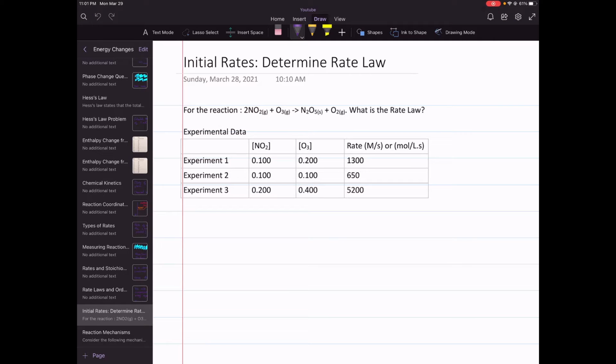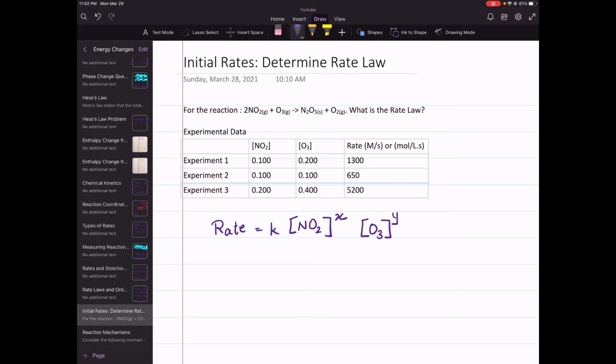Now, the generic rate law would be: rate is equal to k, concentration of the reactants, which is NO2, to the power of x. We don't know what the x is, which is the order for NO2, and square bracket O3, ozone, to the power of y, which is the order for the ozone, O3. Okay, this is the generic rate. But when you're looking for the rate law, we also have to find the value of k, the value of x, and the value of y, and write the rate law.